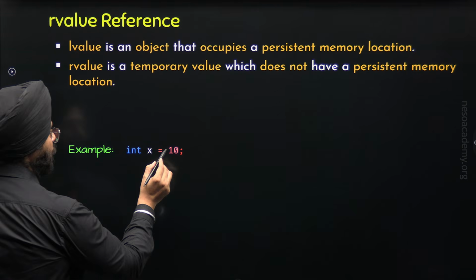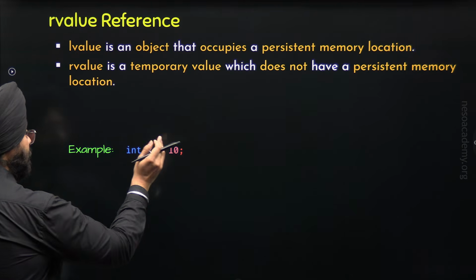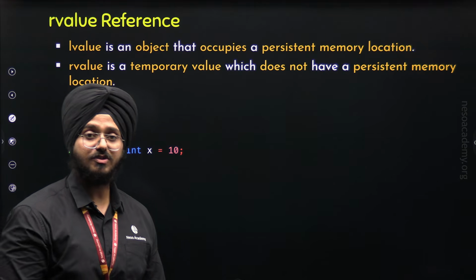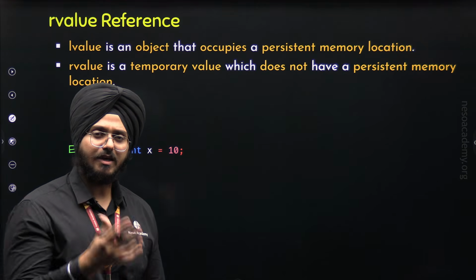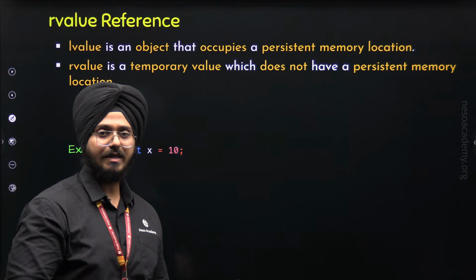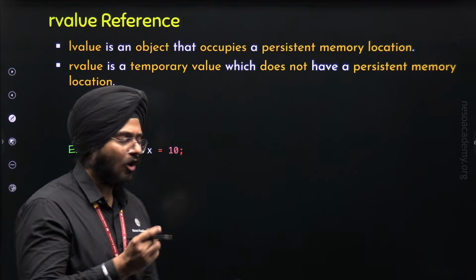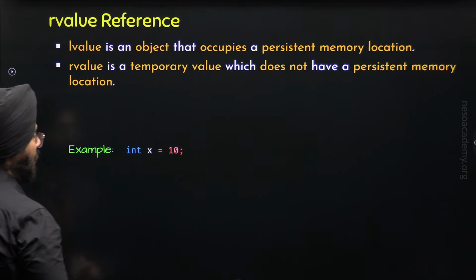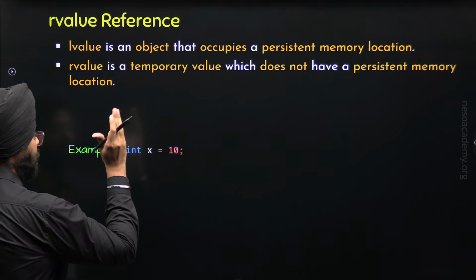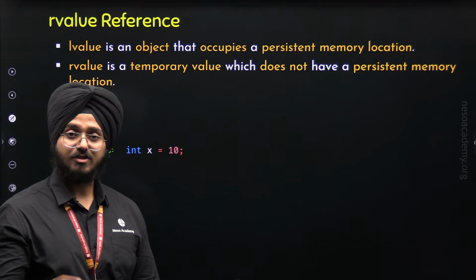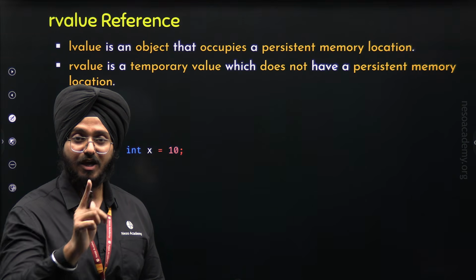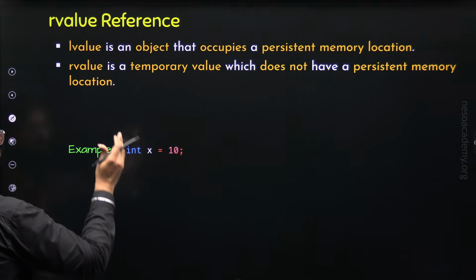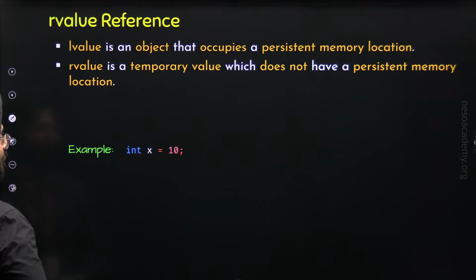Now what can we say about value 10? This is an rvalue because it does not have a persistent memory location. We cannot access that memory location directly in our programs. We cannot apply the ampersand operator in front of this value to access the address associated with this value. This is not possible in C++. Therefore, we can say this is an rvalue. It does not have a persistent memory location.